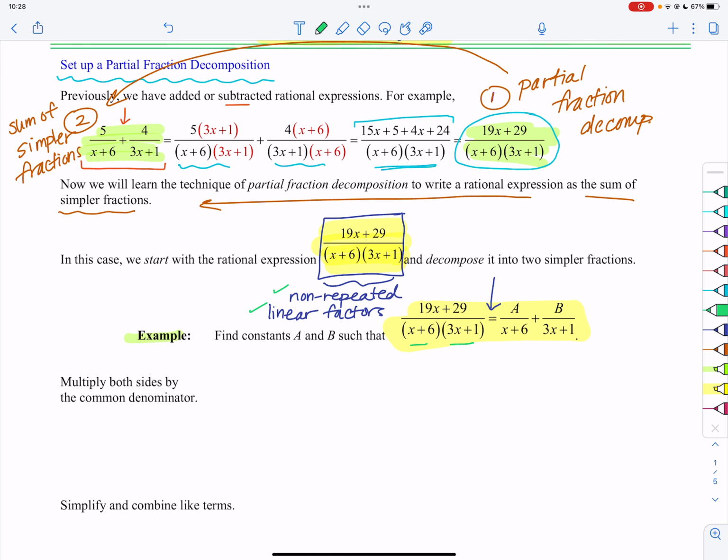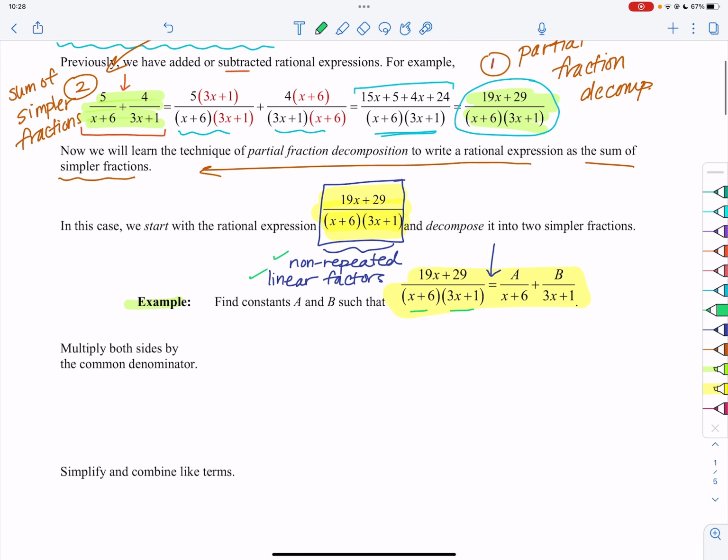And in that case, we use an A over the first factor, and you can work these in any order you want. You could have put a B over that, but we'll just keep them in order. And then plus B over this factor, okay?